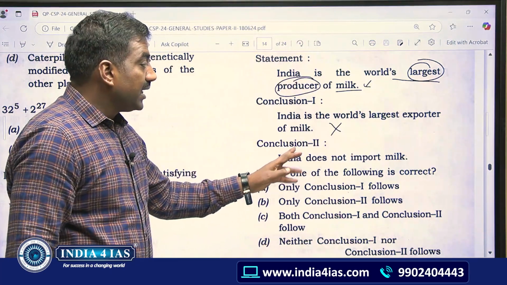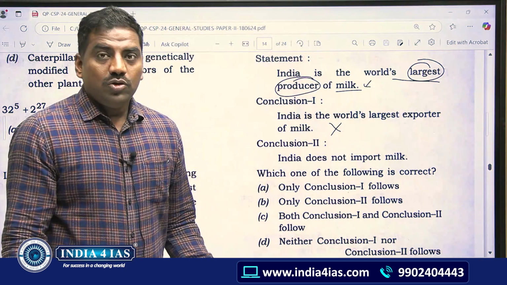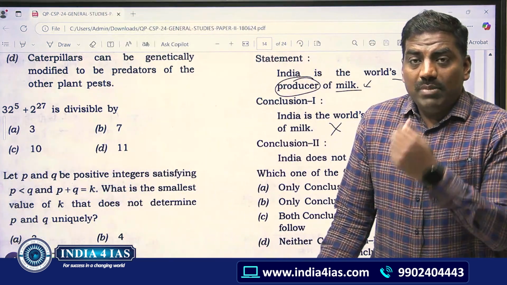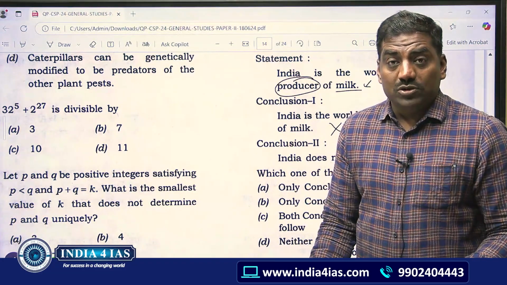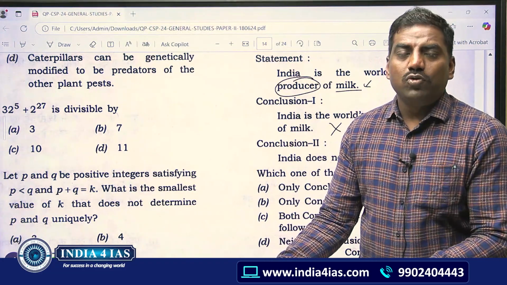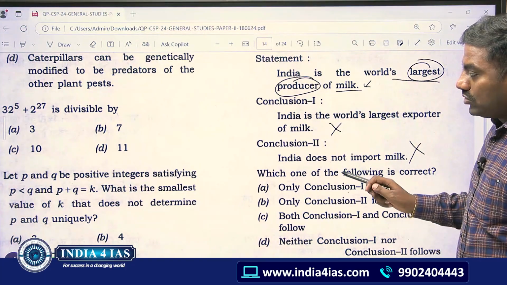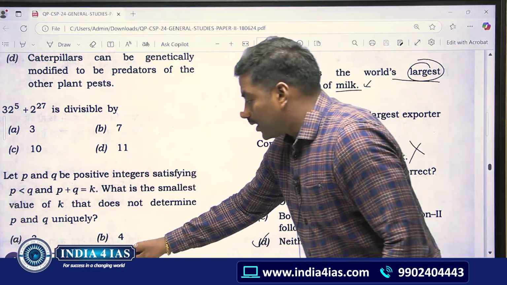Then, India does not import milk. Who has given that? It can import. Though being the highest producer, we might import. Maybe our milk products, what we are making is the highest. Maybe we are consuming the most, or we might be wasting also. Who knows that? So don't make any unnecessary conclusion. Here both the statements are wrong. Neither 1 nor 2 is correct.